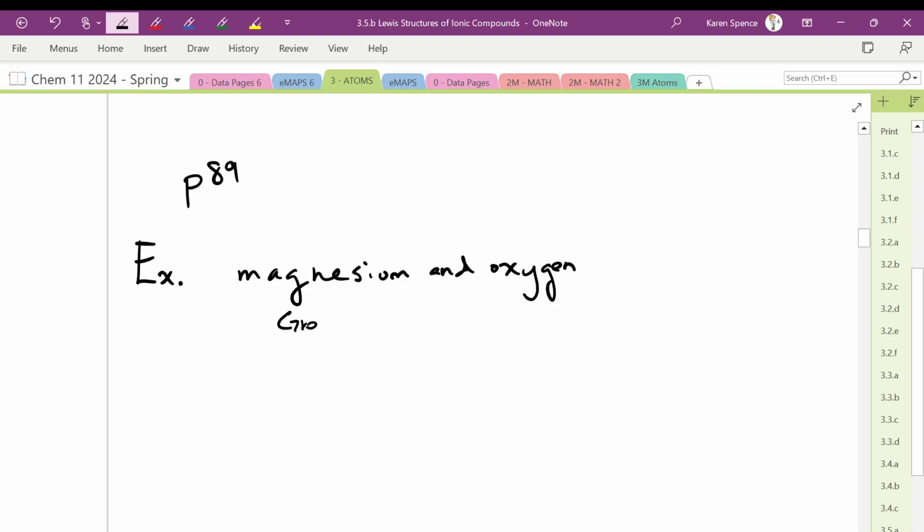Magnesium is group 2. Therefore, we have 2 valence electrons. I'm just going to call those VE from now on. Oxygen is group... Everyone should have their periodic table. Actually, if you don't have your periodic table out right now, get your periodic table out. And if you're lacking a periodic table, I will have somebody who can come grab one.